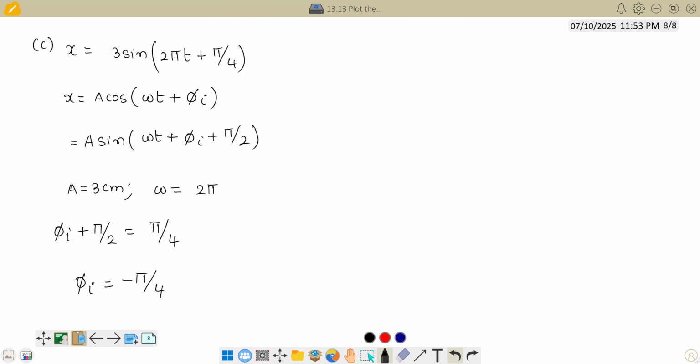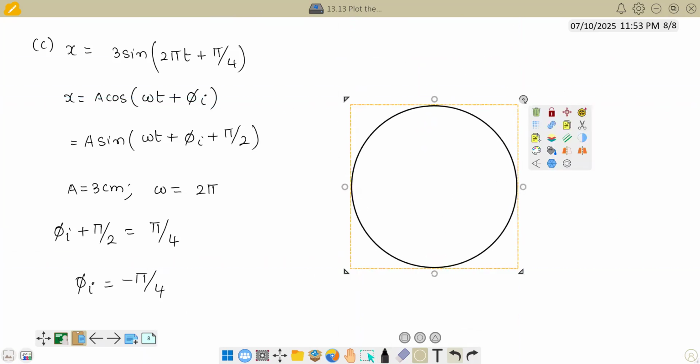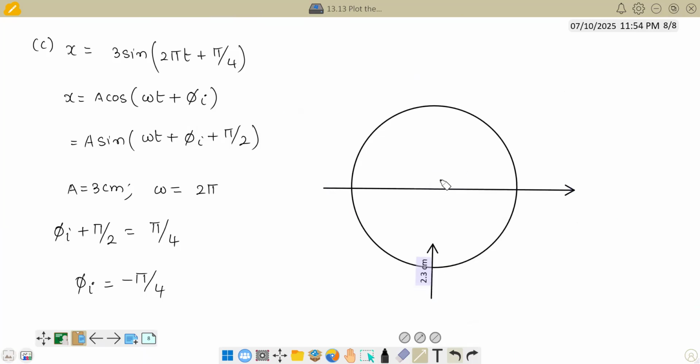As discussed earlier, we can quickly draw this. So take a circle. The radius of the circle we got as 3 centimeters, and we got initial phase difference minus pi/4. This is the reference axis. Remember, this side is always the reference side. From this you go minus pi/4, that means in this way, because anti-clockwise is positive and clockwise is taken as negative. So you go minus pi/4 and you will get the original position of the particle.